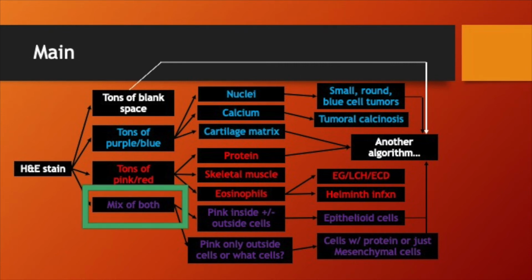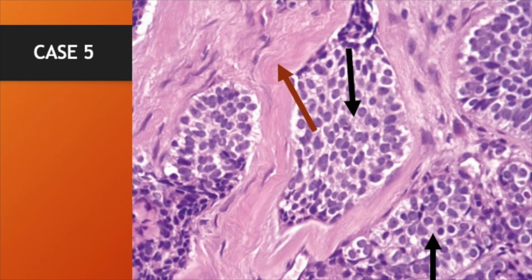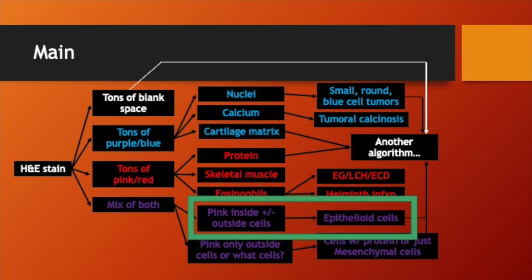The next thing we want to ask is, do we see pink inside and outside the cells, or is there pink only outside the cells, or again, what cells? Meaning, do they all cluster together and run in between the pink where we can't tell where one cell stops and starts? When we look here, the black arrows are pointing to the pink inside the cells. That's the cytoplasm. The red arrow is pointing to the pink outside the cells. That seems to be a very different type of pink than what's inside the cells. So we do have both here. We have pink inside and outside the cells. So we have epithelioid cells. We have clear cells here that we can tell the difference from things that are happening outside the cell.